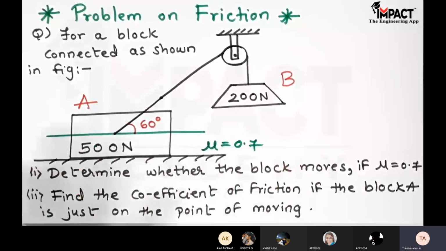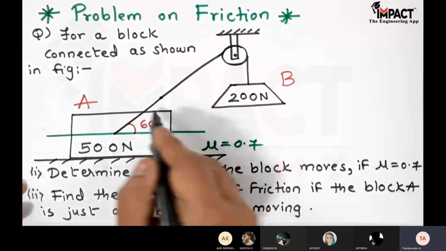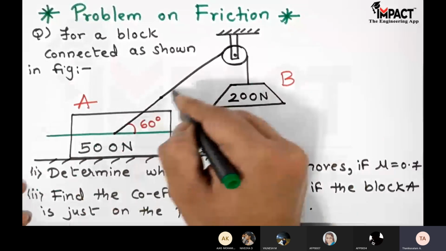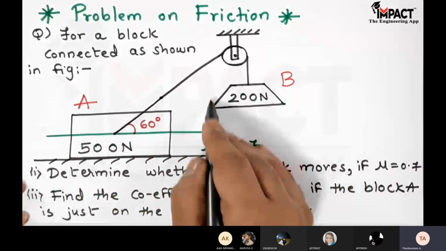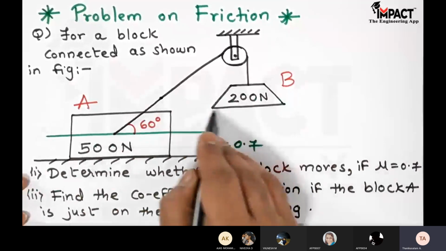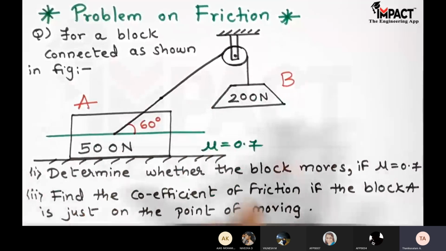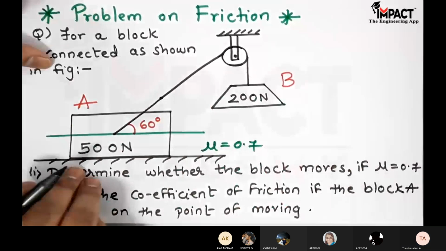As per the diagram, we can clearly see that this block is connected with the help of a string or a rope to a weight attached at block B. The value of the weight is 200 Newton and 500 Newton is the weight of the block. This diagram I'm going to simplify in the solution. So let's start with the solution part.